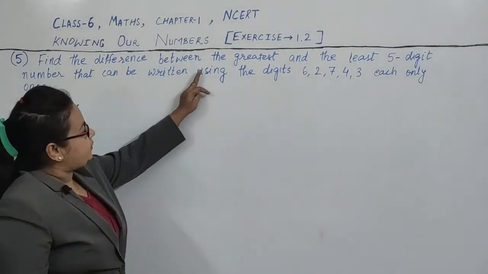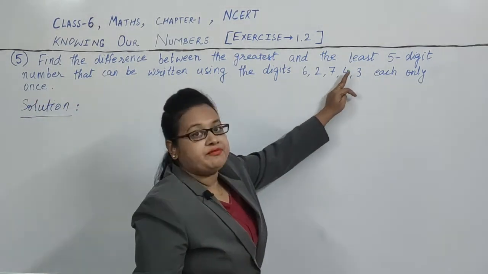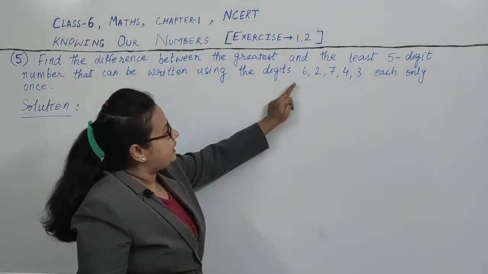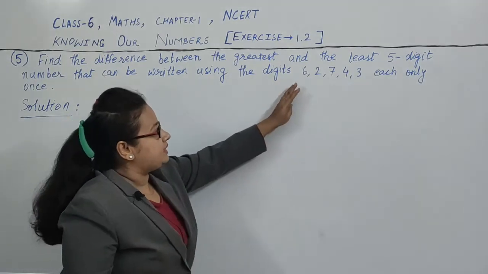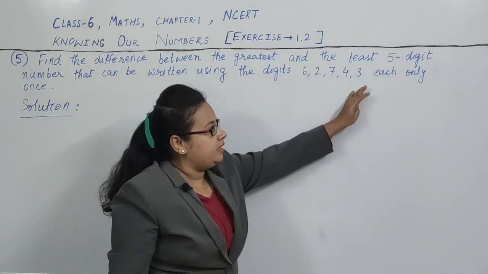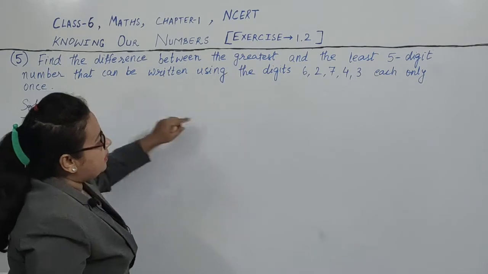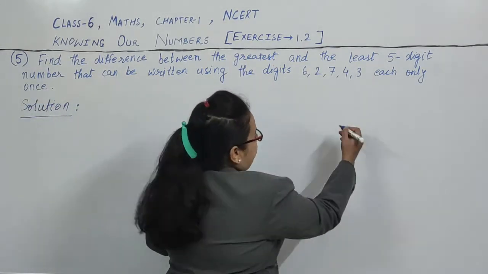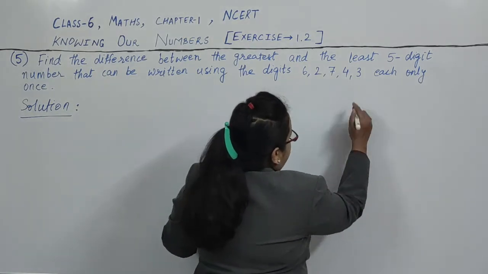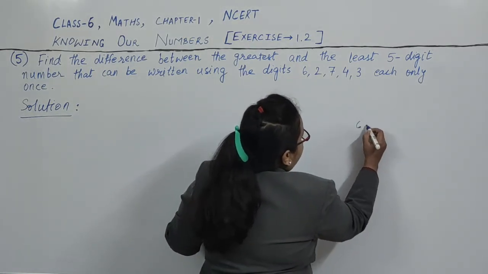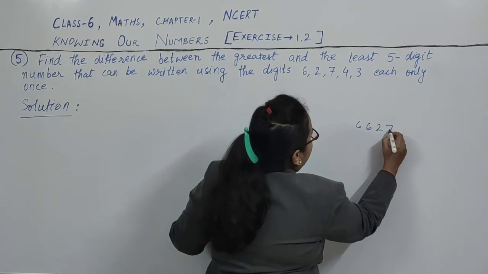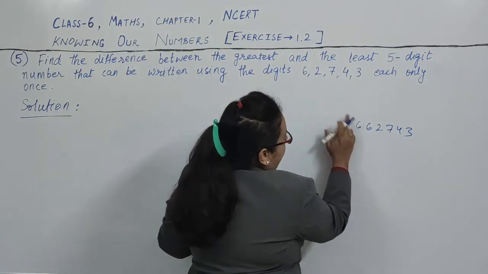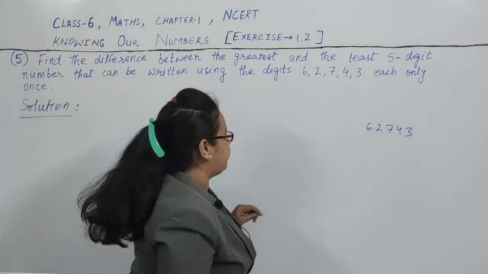Find the difference between the greatest and the least 5-digit number that can be written using the digits 6, 2, 7, 4, 3, each only once. It means we will use these digits only once; we will not use any digit twice in the number. Suppose we will not use 6 two times. The digits will be used only once, not twice, right?